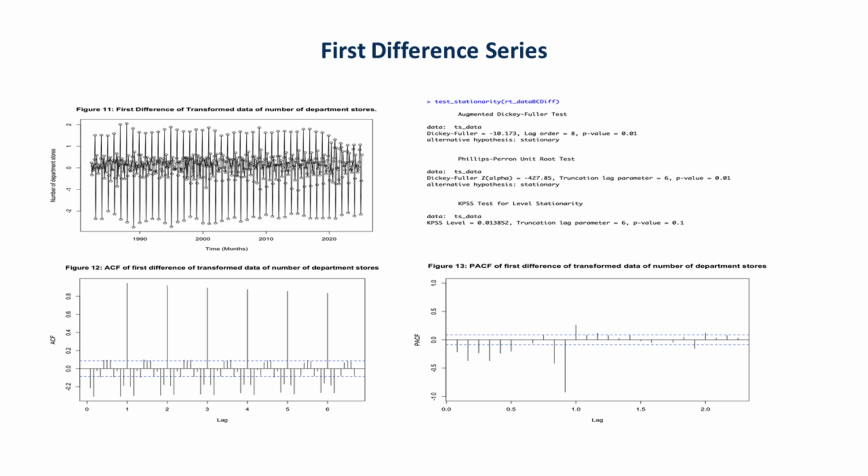After the first difference was applied on the data, all the tests are now saying the data is stationary. The ACF plot, however, still has seasonal effect. Therefore, we applied seasonal difference on this data.